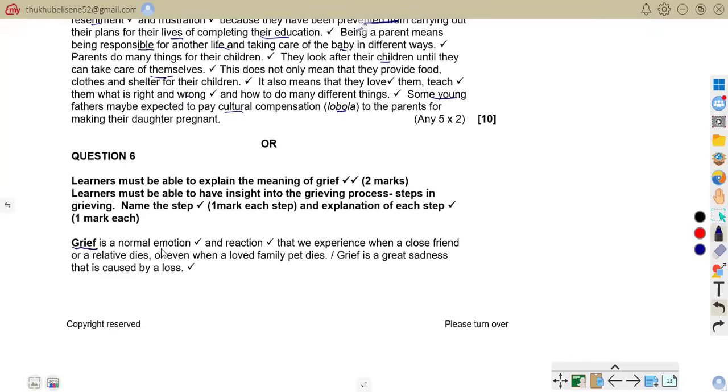Grief is a normal emotion and reaction that occurs when a close friend or relative dies, or even when a loved family pet dies. So grief is a great sadness that is caused by a loss. That is that in short. So let us move on.